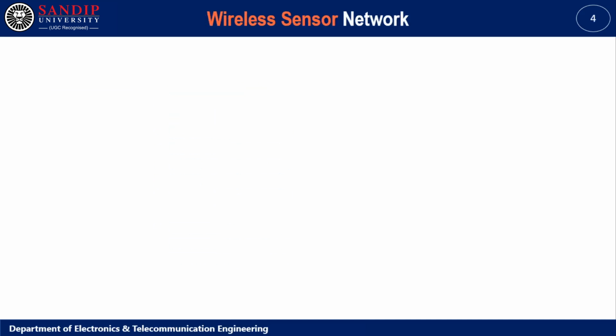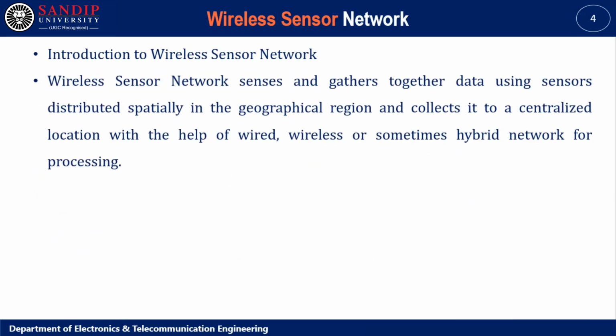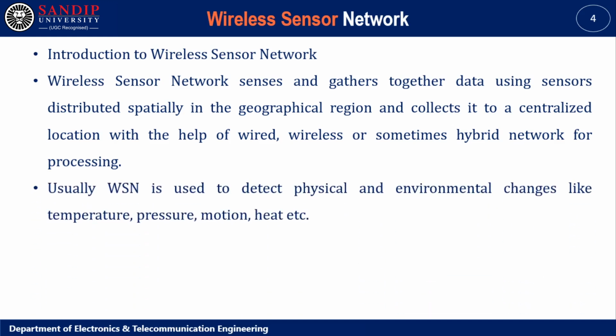Now let us discuss wireless sensor network. Introduction to wireless sensor network. A wireless sensor network sends and gathers data using sensors distributed spatially in a geographical region and collects it to a centralized location with the help of a wired or wireless or sometimes hybrid network for processing.